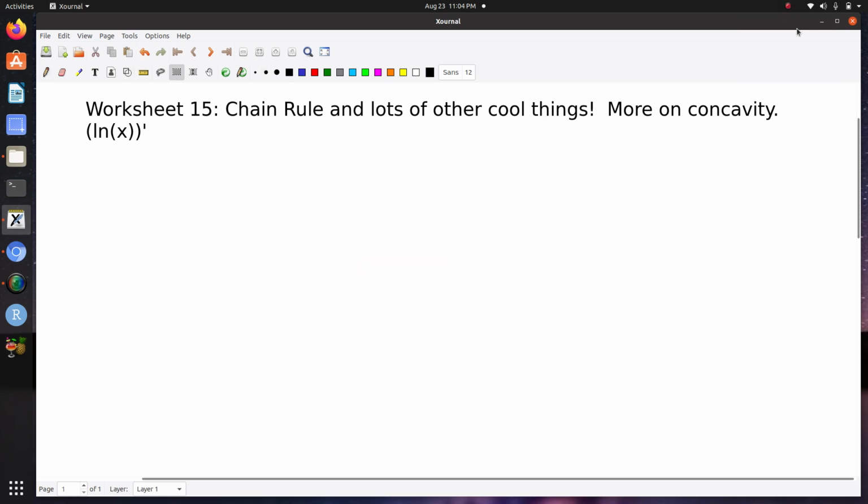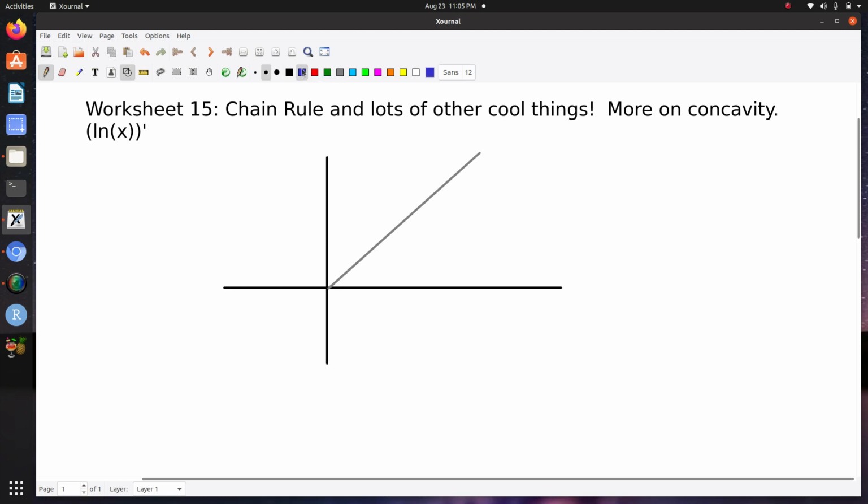Okay, so I want to show you how to understand why the derivative of natural log is 1 over x. It's fine for you to just know it, but I would really like you to understand it. And to do that, you have to start by understanding the derivative of e to the x being e to the x. So this is 1, and a natural log has this mirror image look. So this is natural log of x, and this is e to the x.